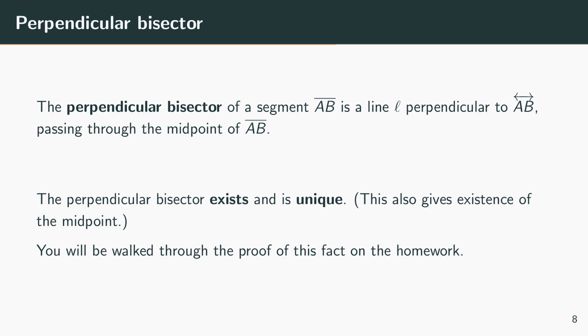Okay, and then from this we define a perpendicular bisector. The perpendicular bisector of a segment AB is a line L, so that L is perpendicular to the line AB, and L passes through the midpoint of the line AB. I'm going to walk you through, on the homework assignment for this week, the proof that the perpendicular bisector exists and is unique. And as a freebie, we're going to get existence of the midpoint.